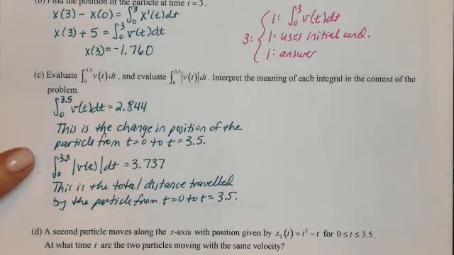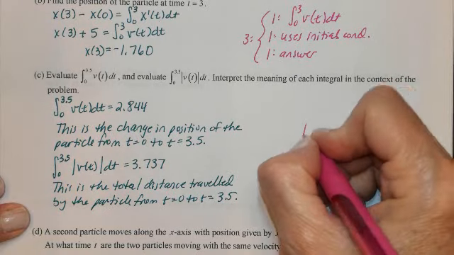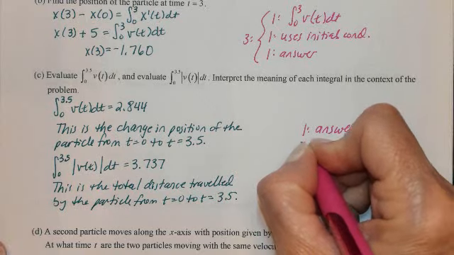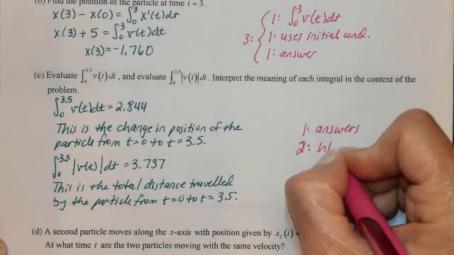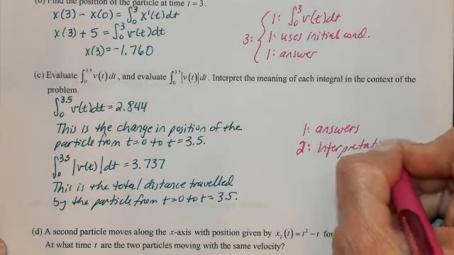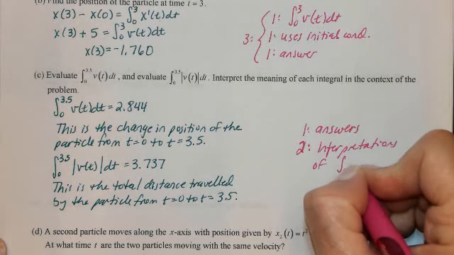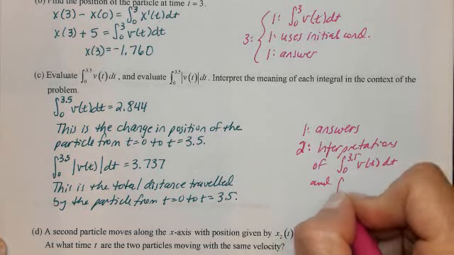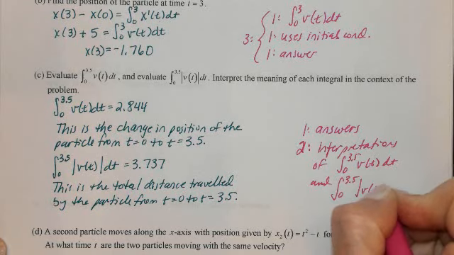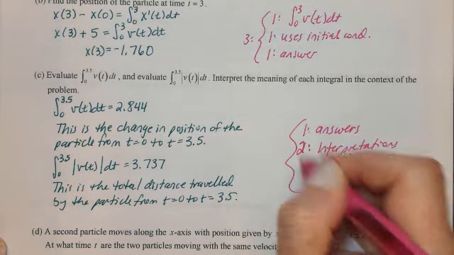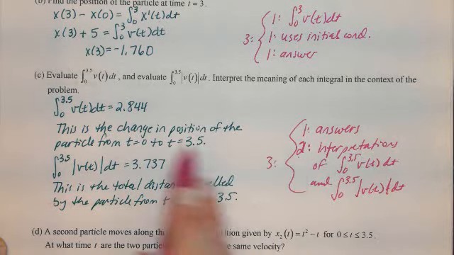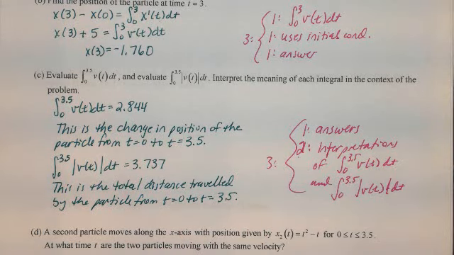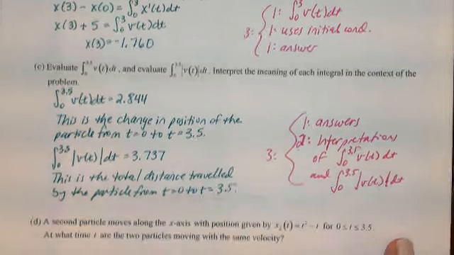So this part of the problem was worth 3 points. 1 point for the two answers, the calculator work, and then 2 points for the interpretations of the two integrals. So again, maybe they split those up into one of each. Maybe they just took an all or nothing. That depends on the workings at the table that they were grading at, and I'm not privy to that.